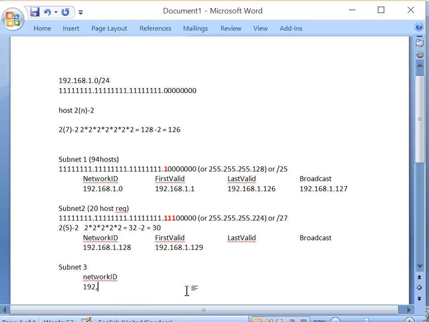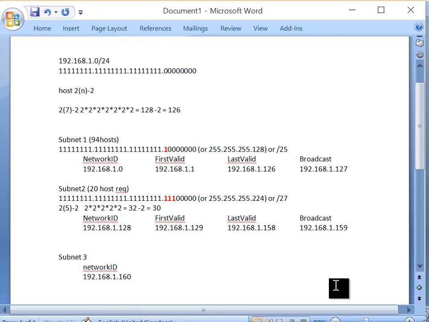So it's going to be 192.168.1.160. 128 plus 32 is 160. And the broadcast is going to be the subnet 3 network ID minus 1, so 192.168.1.159. The last valid is going to be the broadcast of subnet 2 minus 1, 192.168.1.158. Okay, so subnet 1 and subnet 2 are done. Now we need to think of subnet 3.